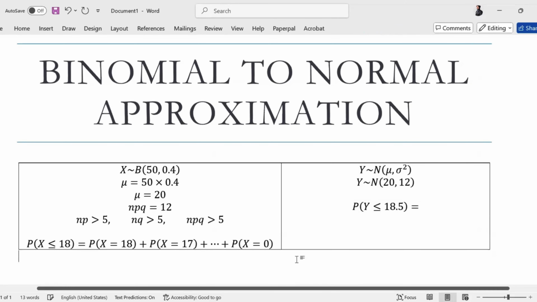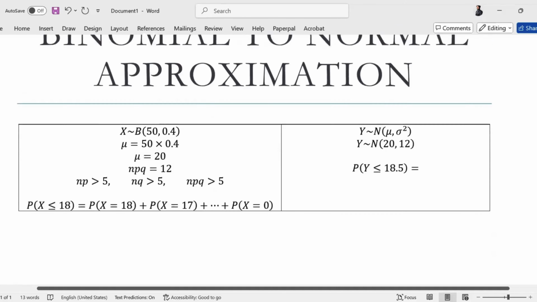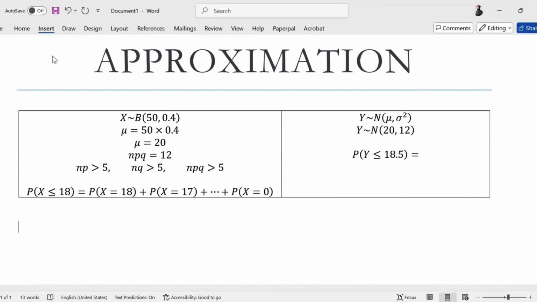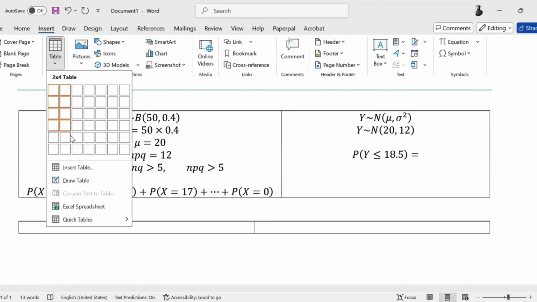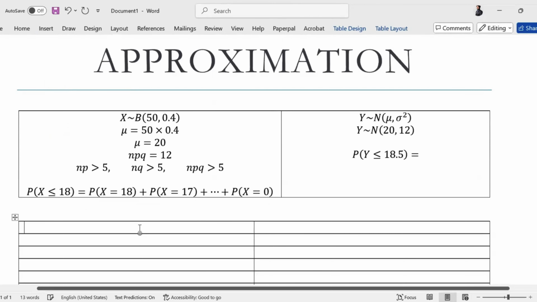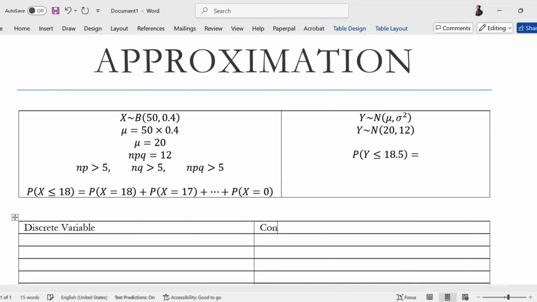Now, a bit about continuity correction because it normally confuses a student. I'll give you a few examples as well. A discrete variable with continuity correction.